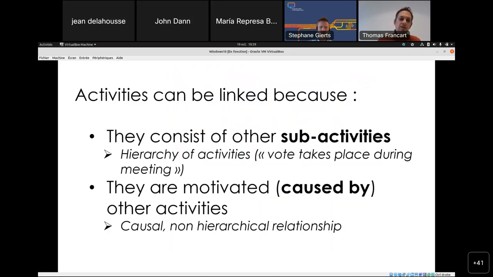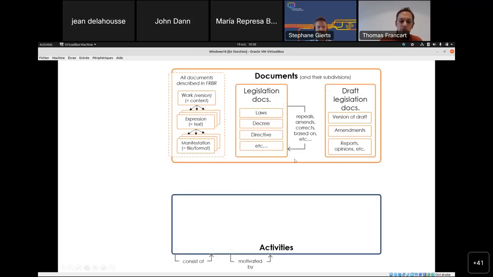Now coming to the activities: they can be linked to one another because they can consist of other sub-activities. So think about a hierarchy of activities, a tree of smaller chunks of activities. For example, a vote takes place during a meeting, so the vote is a chunk of the meeting activity. Or the activities can be motivated by other activities, which is a causal, non-hierarchical relationship. So these are the two small arrows at the bottom of the diagram. Here, activities can consist of others and can be motivated by other activities.